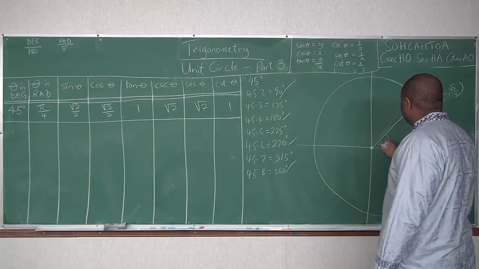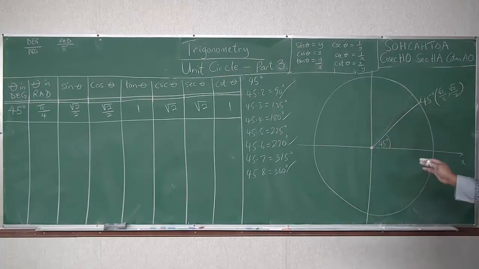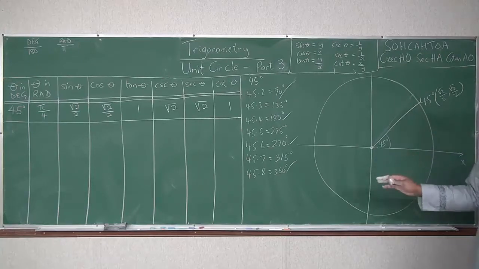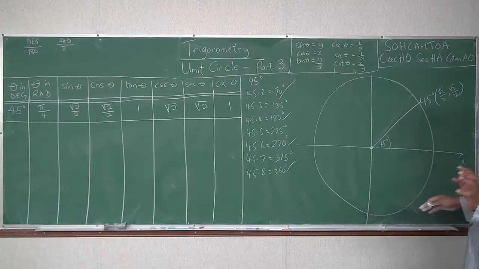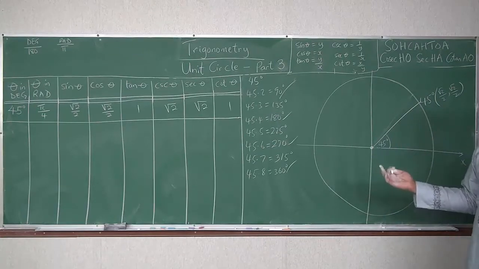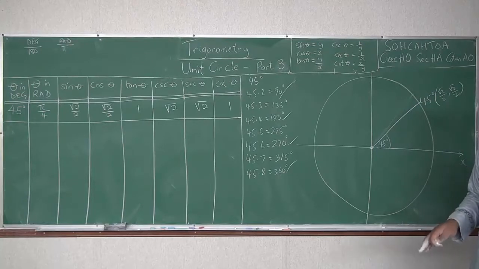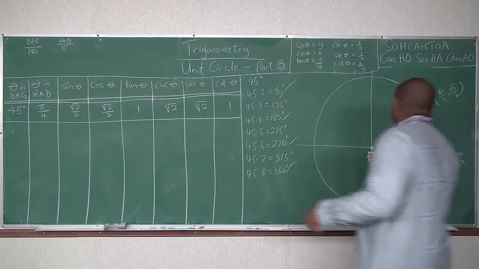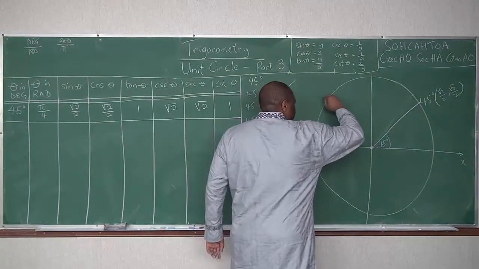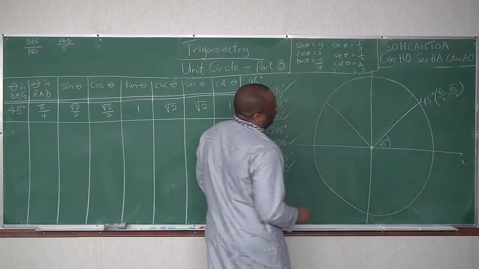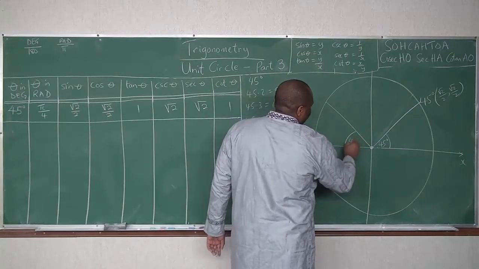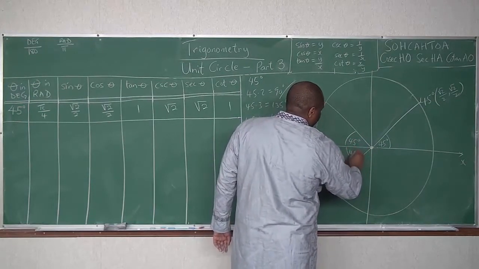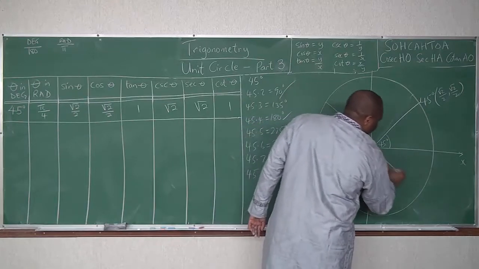Remember, reference angles, like we talked about in part 2, are the positive acute angle that the terminal side of the angle makes with the x-axis. The x-axis could be the positive x-axis or the negative x-axis. Now this one will be 45 also. Here, 45. Then this is 45, and then this is 45.